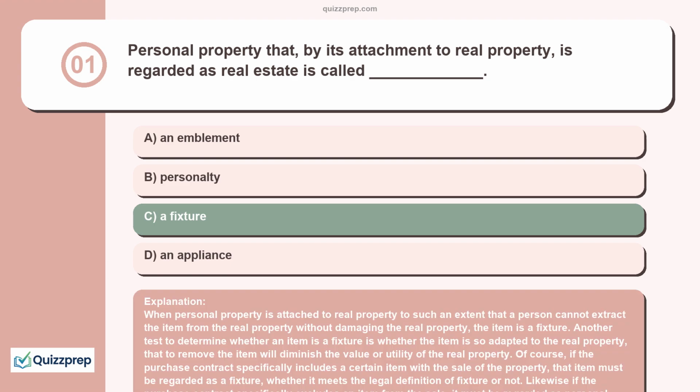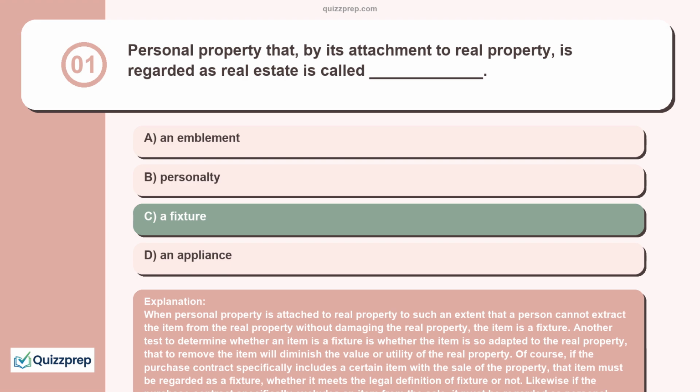When personal property is attached to real property to such an extent that a person cannot extract the item from the real property without damaging the real property, the item is a fixture. Another test to determine whether an item is a fixture is whether the item is so adapted to the real property that to remove the item will diminish the value or utility of the real property.